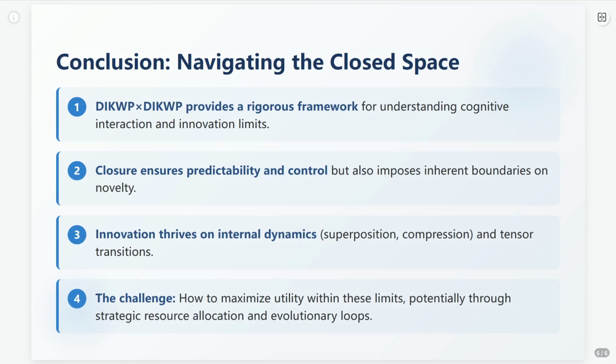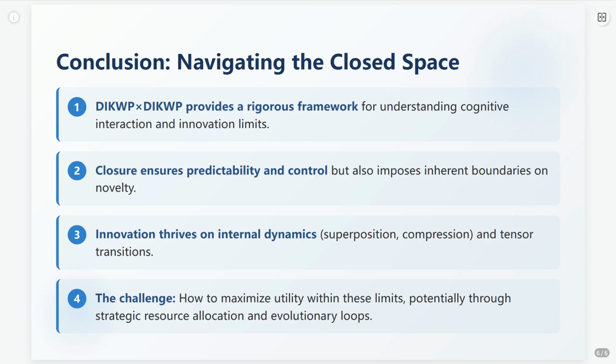So, wrapping this up, the DIKWP cross DIKWP model gives us a powerful lens to view how cognition and innovation work, especially their limits. It's a closed loop, which is great for stability but puts a ceiling on radical breakthroughs. Innovation still happens through clever internal shuffling and those tensor leaps.